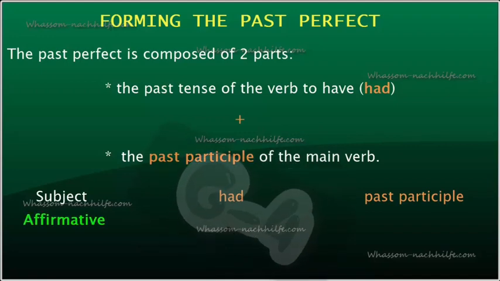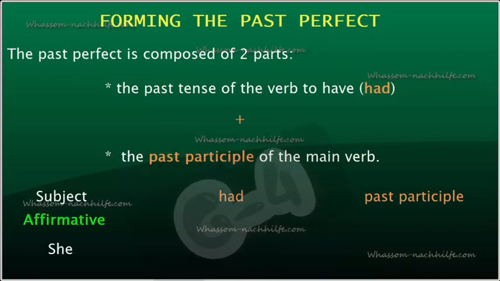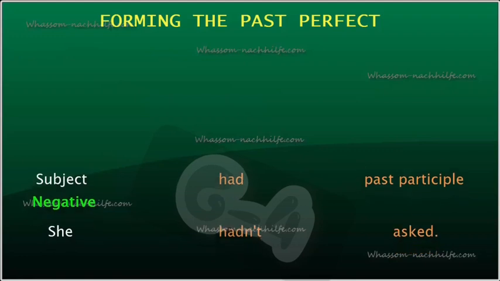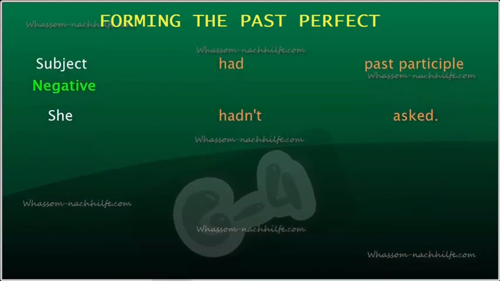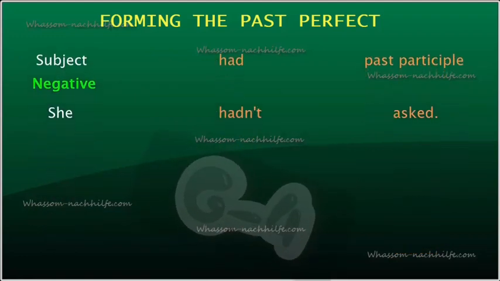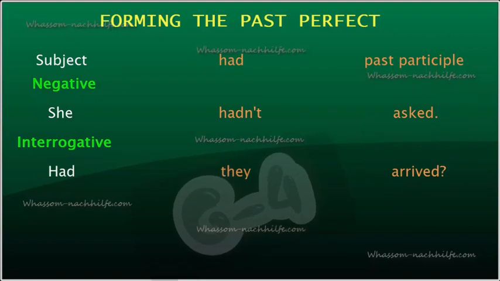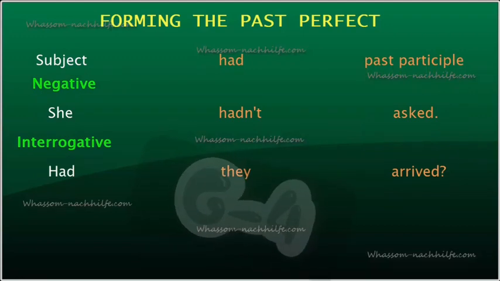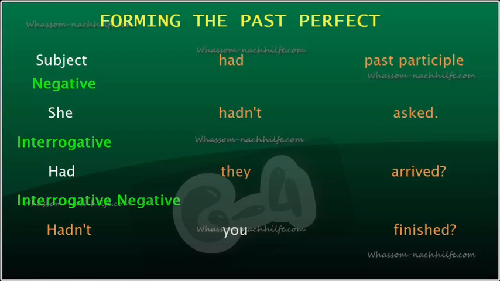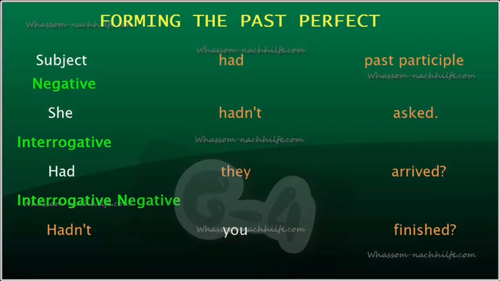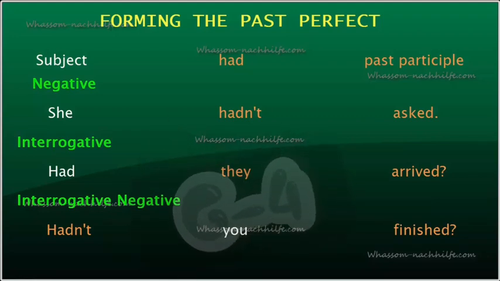In affirmative sentences, we will have: she had given. In negative sentences, we will have: she hadn't asked. In interrogative sentences, we will have: had they arrived. In an interrogative negative sentence, we will have: hadn't you finished.